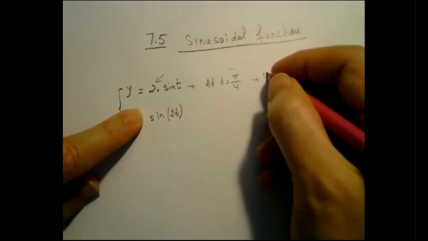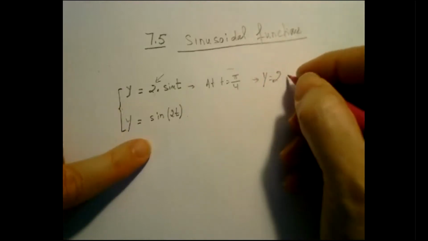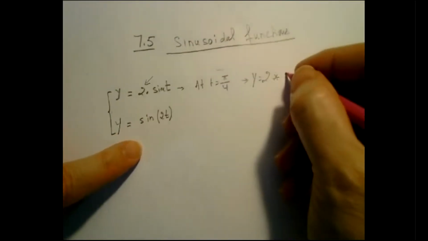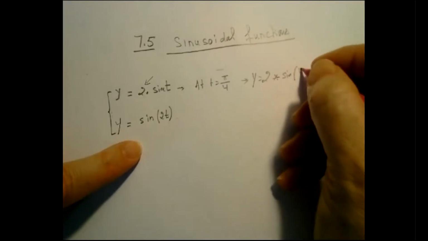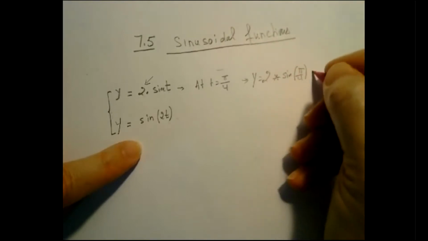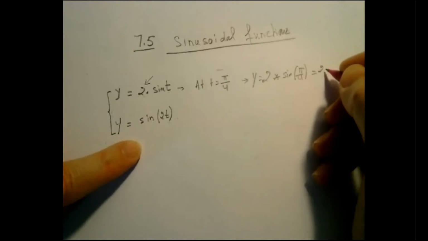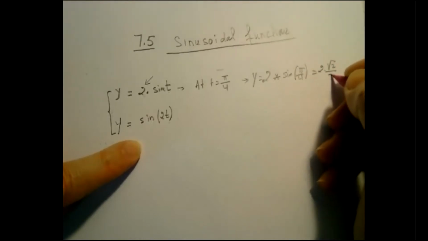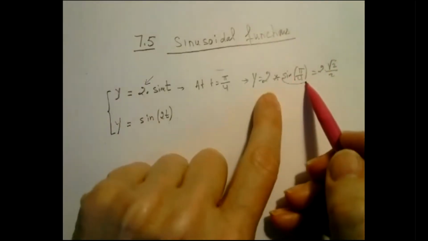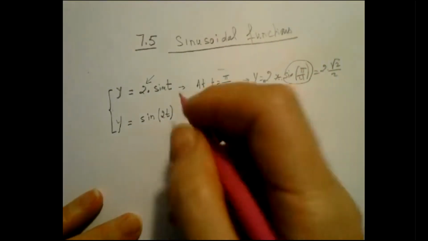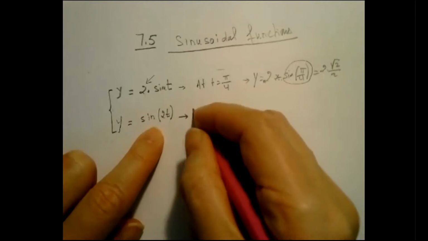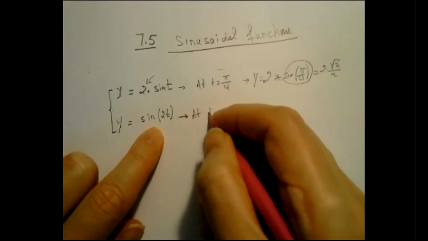Then this y will be 2 times the sine of pi over 4. Now the sine of pi over 4, we know it. It's the square root of 2 over 2. So here you're multiplying the sine by 2. That's why the effect is vertical. When I take this other function, what are you multiplying by 2?